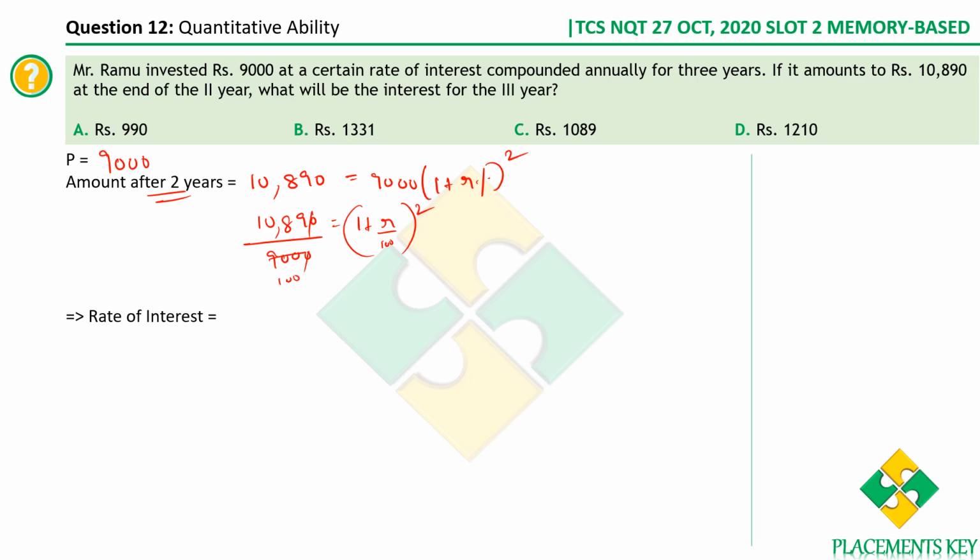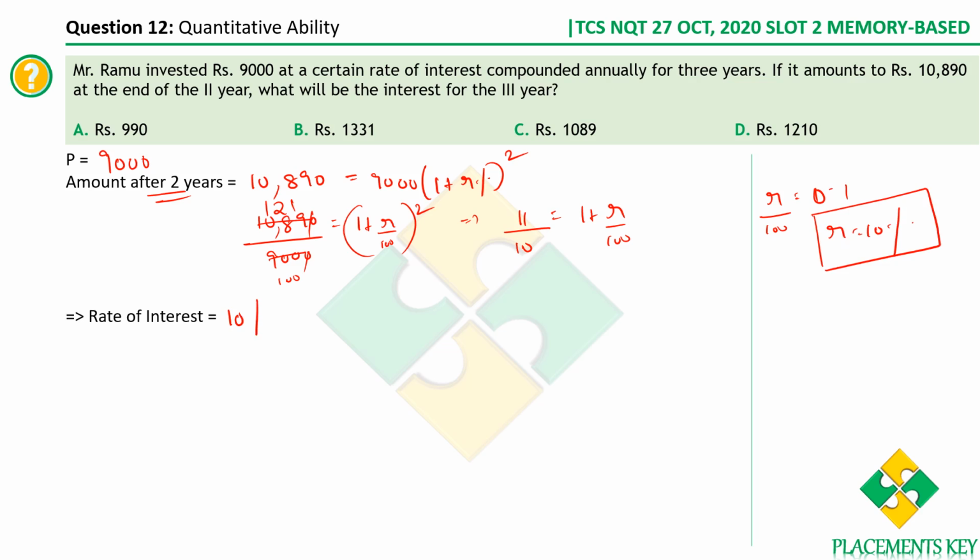9 hundreds, 9 ones 9, 9 twos 18, 9 ones 9. So we get 121 by 100 is equal to (1 plus r%) whole square. So 11 by 10 is equal to 1 plus r%. So r by 100 is equal to 1.1 minus 1, which is 0.1. So we get the r value as 10%. 100 into 0.1, that is 10%.